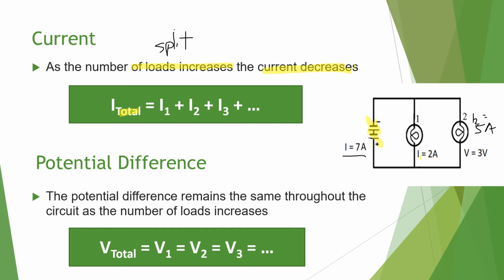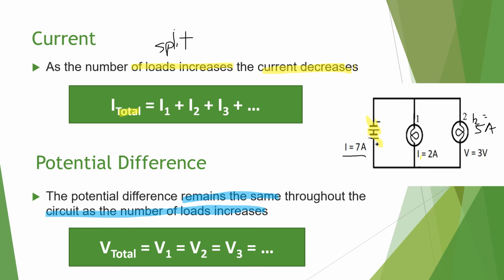Okay, so current in parallel circuits is split or combines to make the total. Potential difference in a parallel circuit remains the same throughout the circuit as the number of loads increases. So regardless of the number of loads, the voltage or potential difference is the same at every point in the circuit.